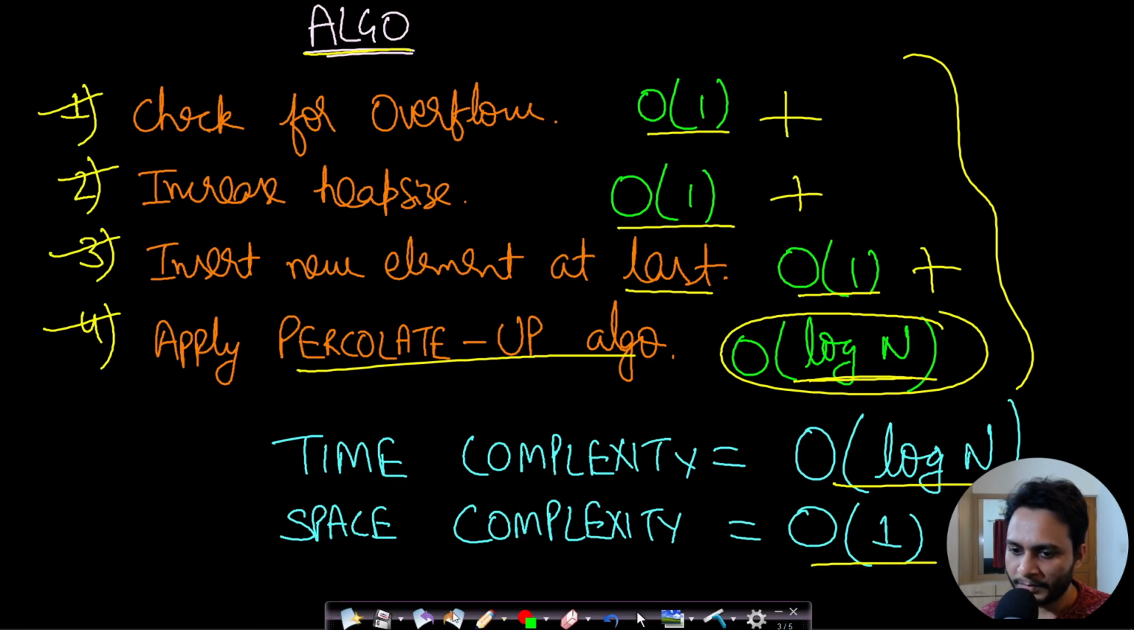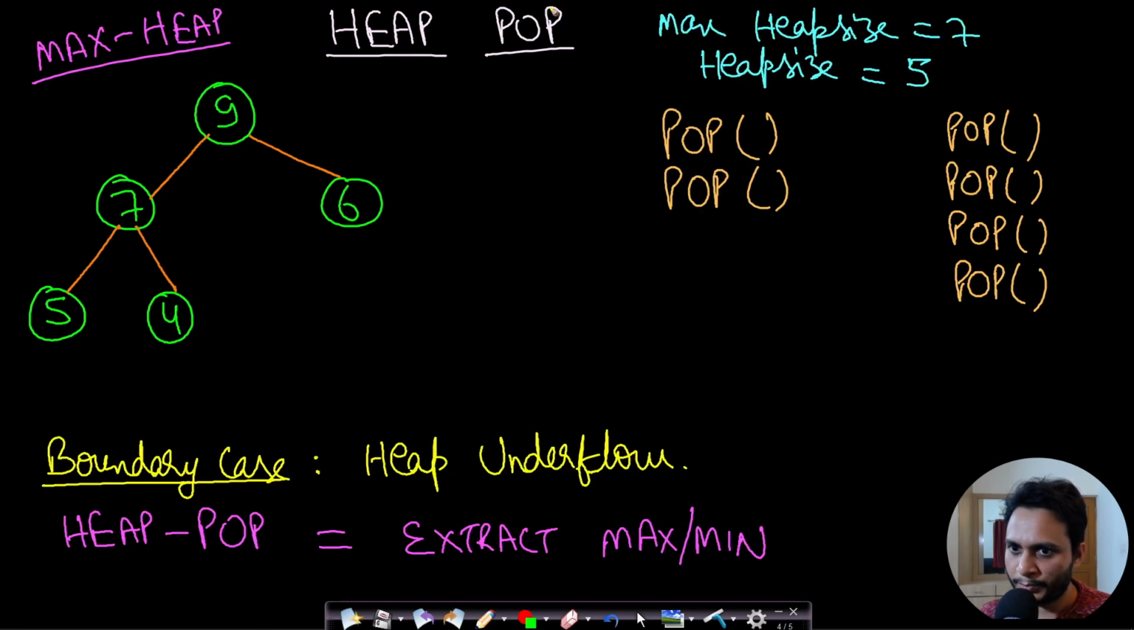Okay. Now let us look at the heap pop algorithm. Well, this is also pretty similar to the extract max or extract min algorithm, exactly the same, right? So what do you mean by heap pop? Heap pop means you want to take out the maximum element from the max heap or the minimum element from the min heap. Let's assume that we are taking a max heap. Now let's also assume that this is our given heap. Now in this case, if you want to pop an element, this means that you want to take out the maximum element from this heap, right?